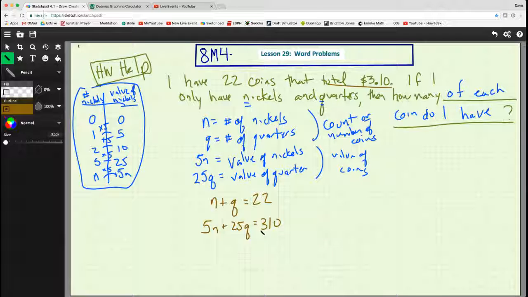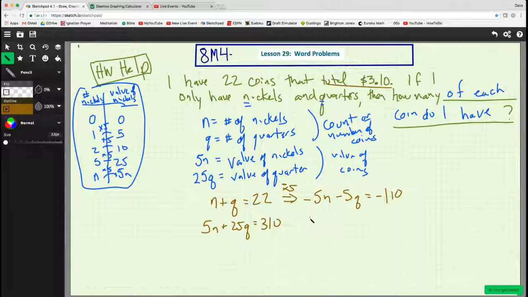Now, what are we going to do? Should we do elimination? Well, if we wanted to do substitution, we could. But let's do elimination. I just think these line up nicer for elimination. If we multiply this one by 5, we get a 5N and a 5Q, which are both positive, so we're not going to get elimination. So let's make this a negative. We're going to multiply by negative 5. So we get negative 5N minus 5Q equals negative 110.